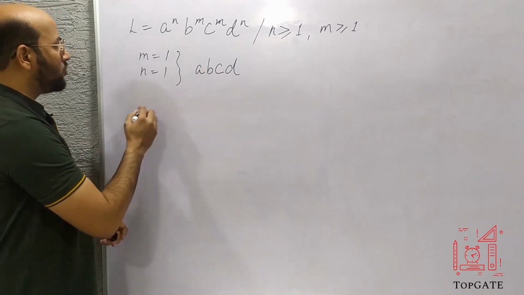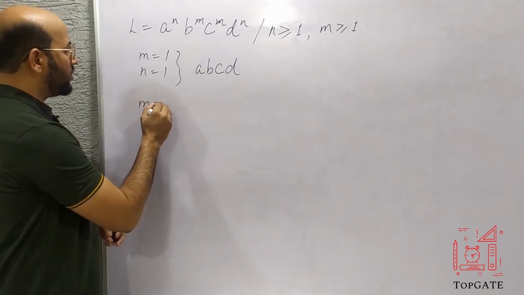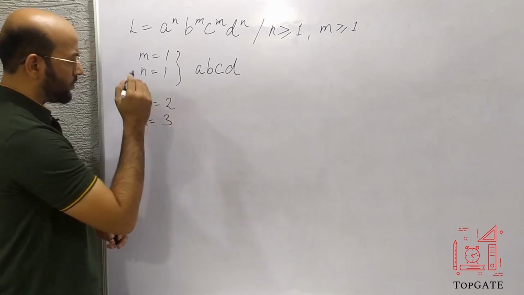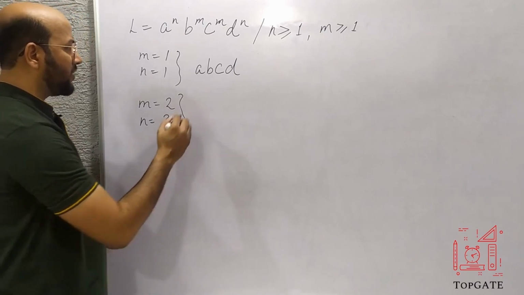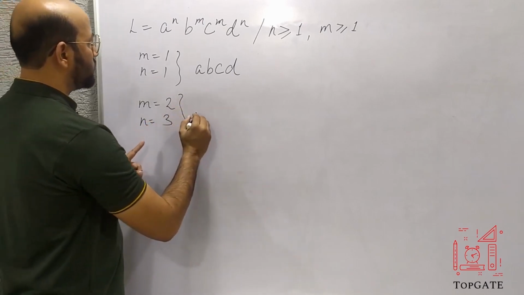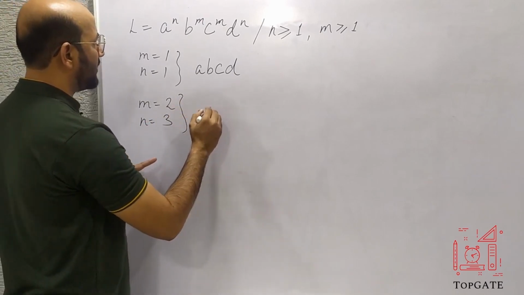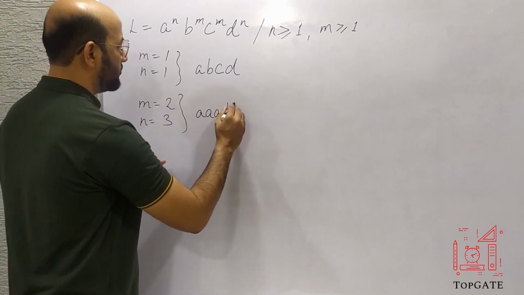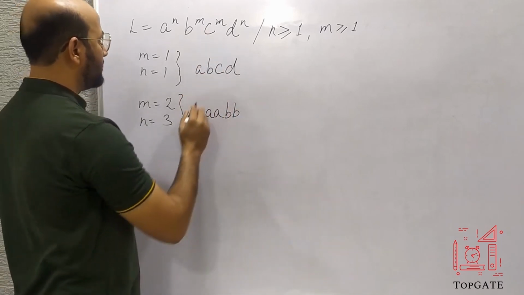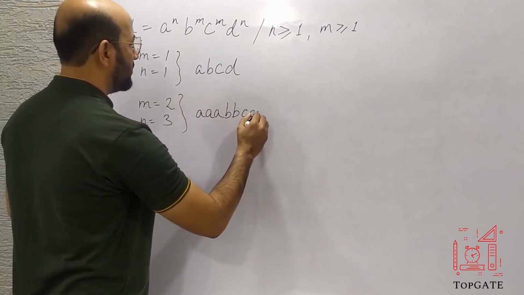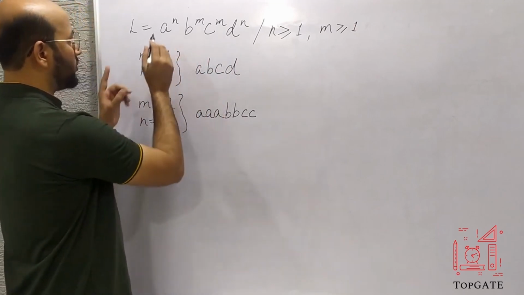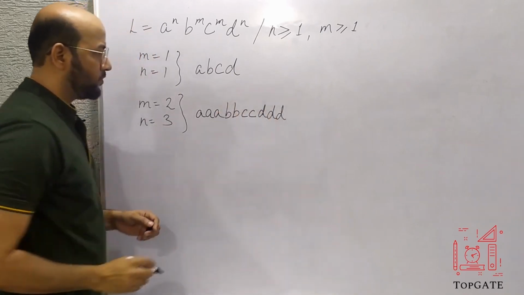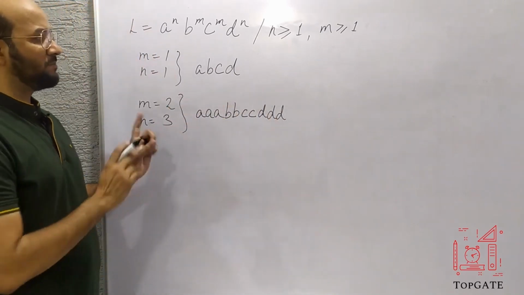Or if I take m equal to 2 and n equal to 3, the string that I'll get will have 3 a's, then 2 b's, then again 2 c's, and then d should be equal to a, so we'll have 3 d's. These kinds of strings will be accepted by this PDA.